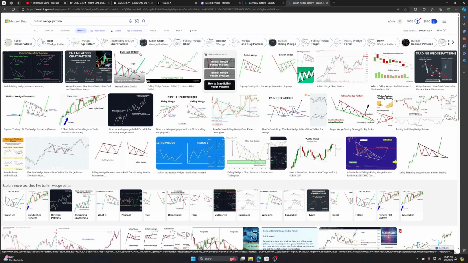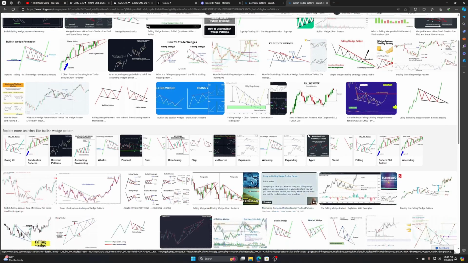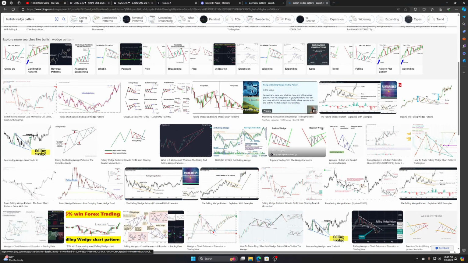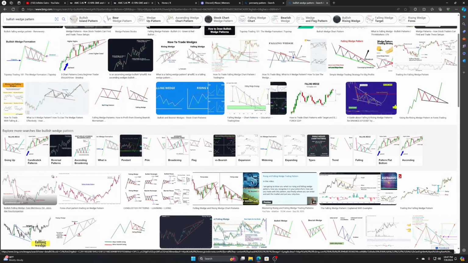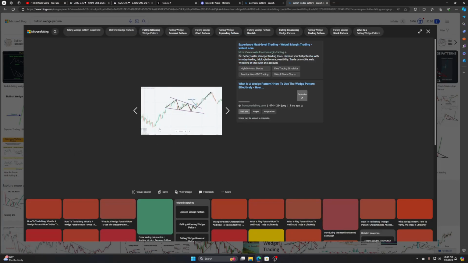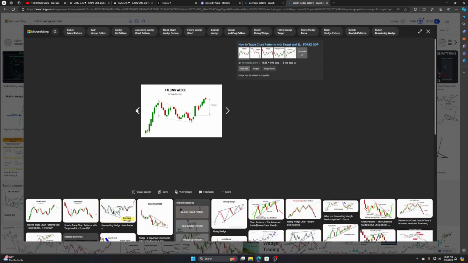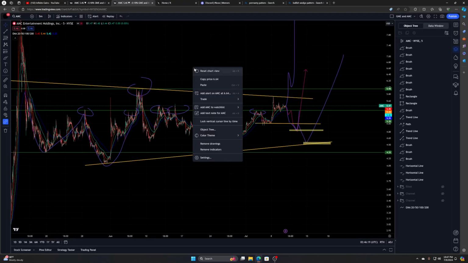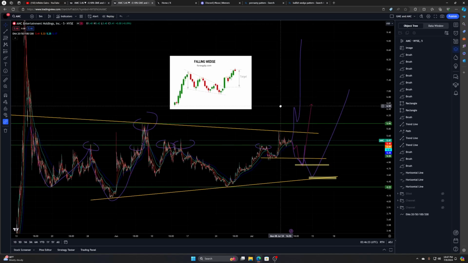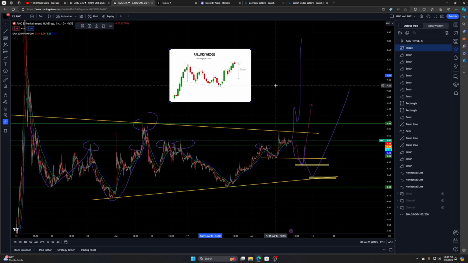But you can kind of see what I'm talking about here. What would be a good example? I guess this example is fine. Where was it? Yeah, this one's fine. Even this one's fine here. We can just copy this image and then put it on our chart. Just paste that here. But you can see that this is a wedge, but it's not a falling wedge.